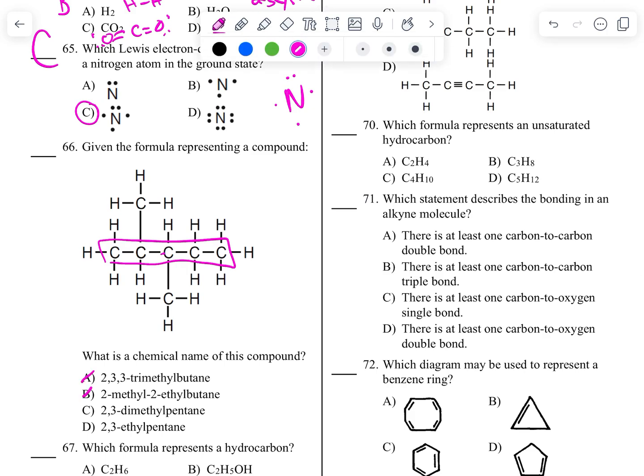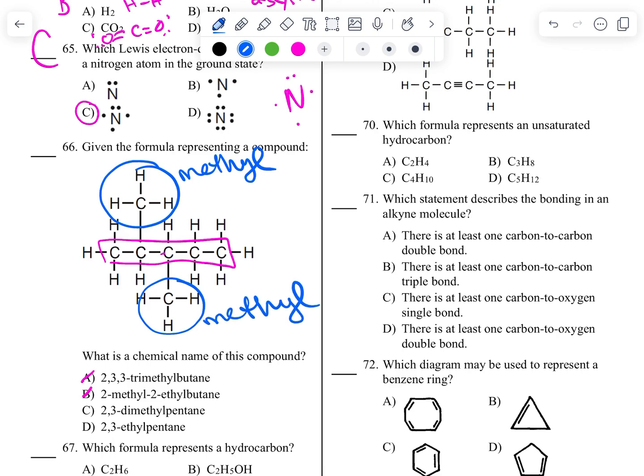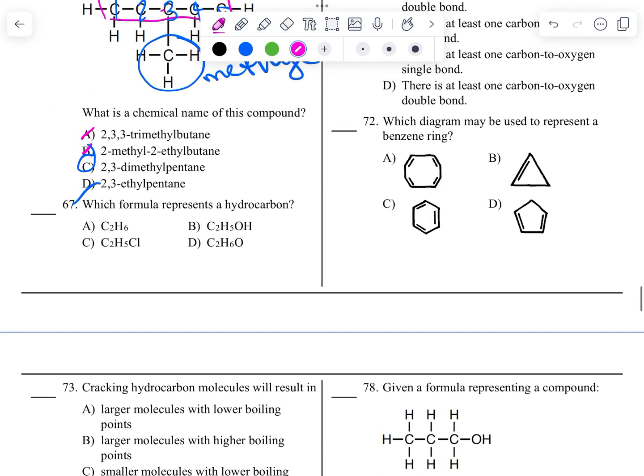So then let's figure out, we've got this here and we've got this here. So this is a methyl, and so is this. So if we have 2 methyls, it's called a dimethyl. And then finally, location, 1, 2, 3, 4, 5, off the second and the third. So choice C. A hydrocarbon would not have oxygen or Cl, just hydrogens and carbons.